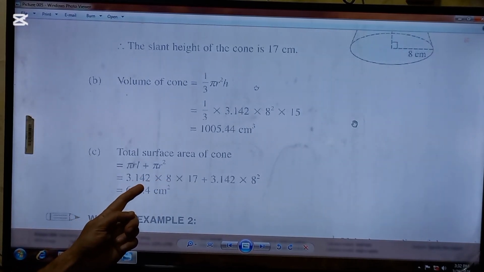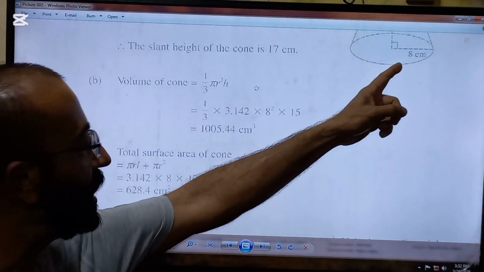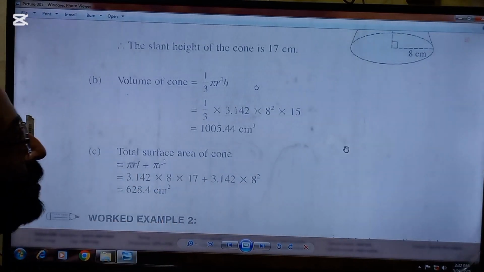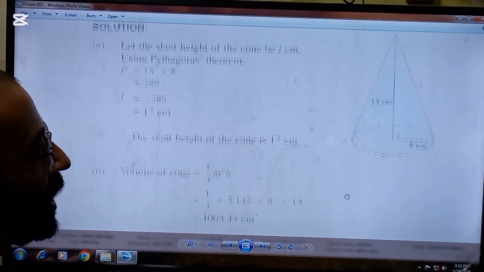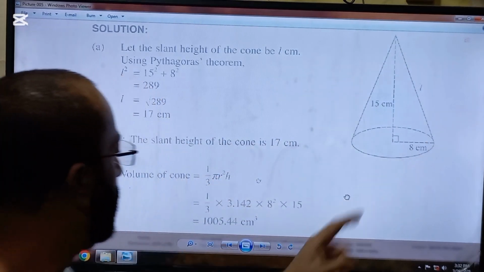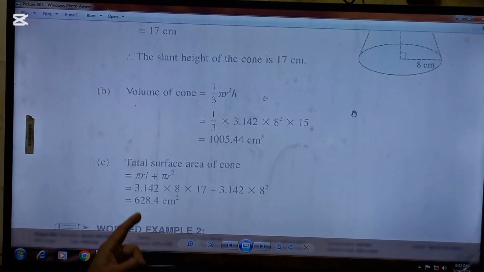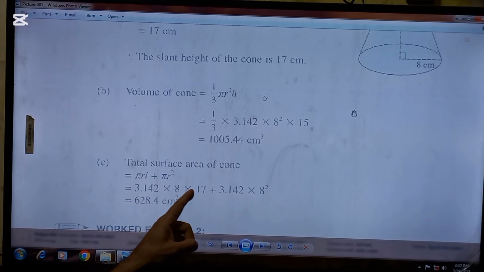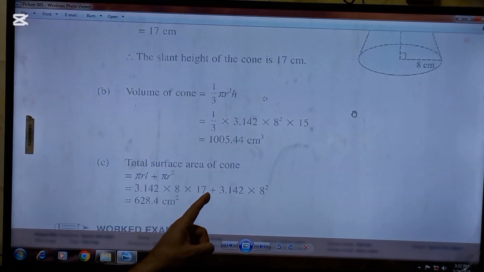Pi's value is 3.142, R's value is 8, and L's value you have to find out with the help of the Pythagoras theorem, that is 17. Like this one is 17. So put 17 in place of L. Plus sign will remain as it is.